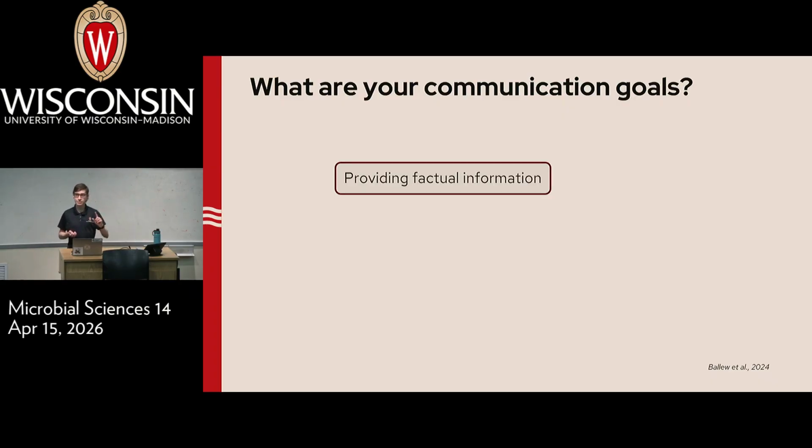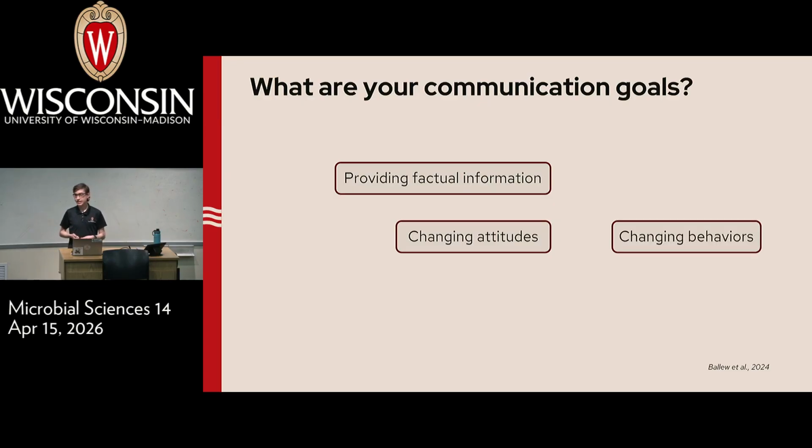So one bucket is providing factual information. So, you want to explain the science of how Artemis II went to the moon and slingshot around it and what the researchers are trying to find out, just trying to help people understand a complex concept. Another bucket is changing attitudes. So maybe you want people to be more concerned about climate change or more supportive of a certain policy, or like enthusiastic about science. That would be an attitude as well that you might want to affect.